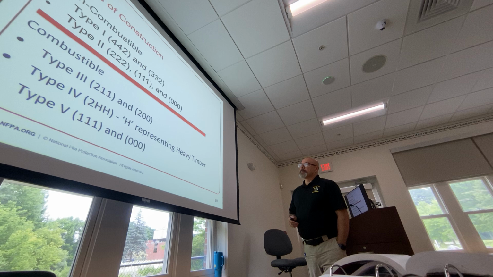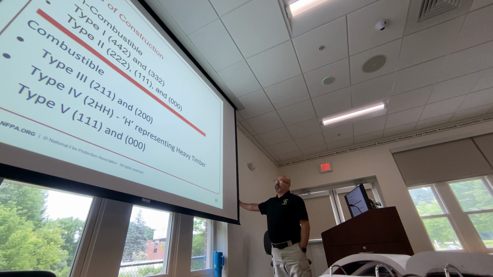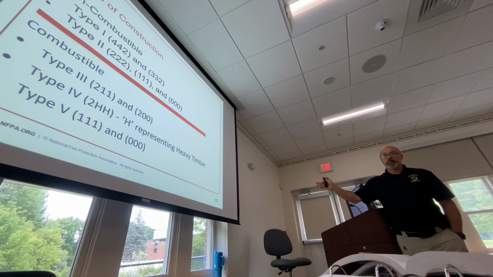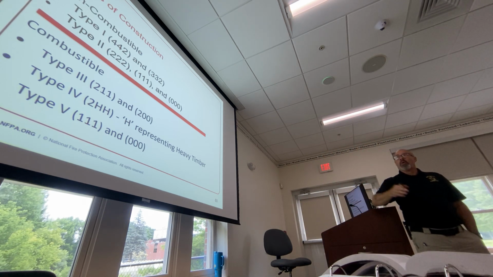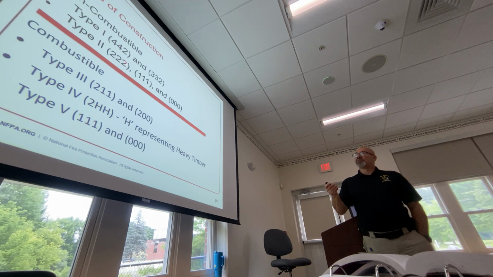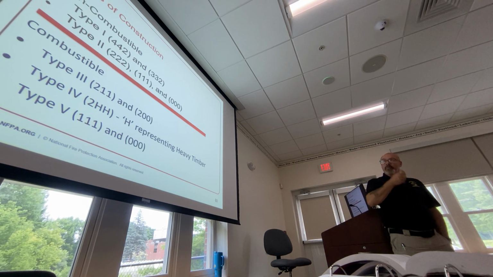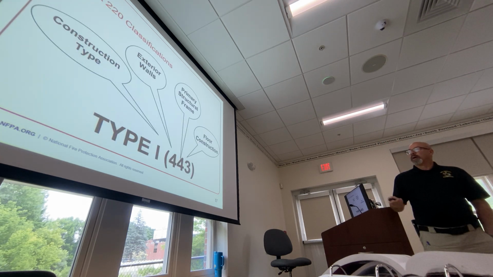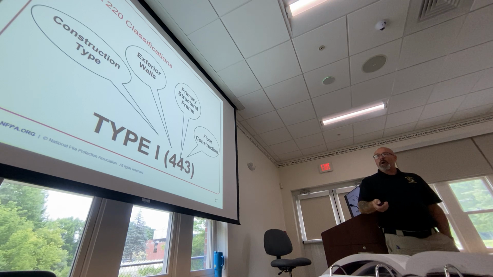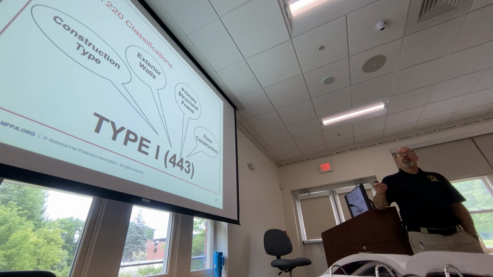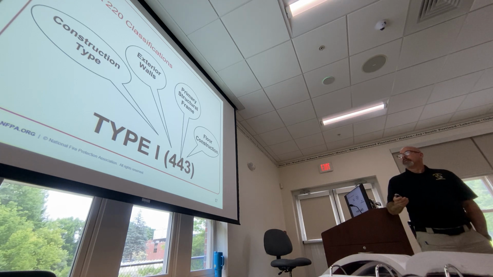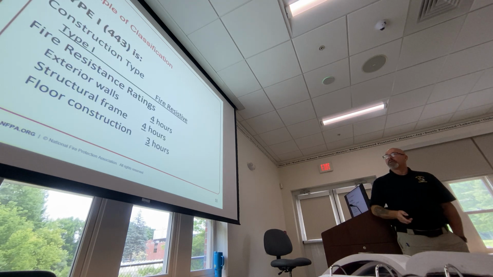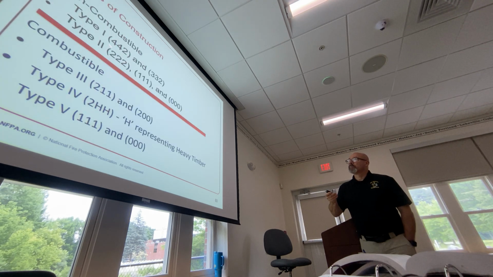So if I have a type 2 building, consider it a type 2 building, maybe it's a metal building, and my construction type is labeled as 222, that's gonna tell me that my exterior walls have a 2 hour rating, the framework holding everything up has a 2 hour rating, and if there's a floor above, that also has a 2 hour rating. Type 2, 222.